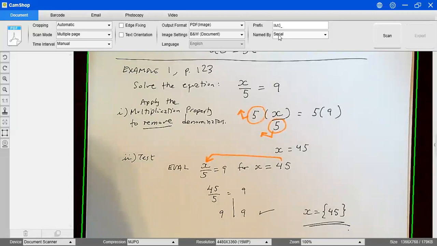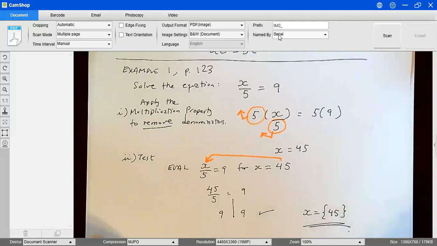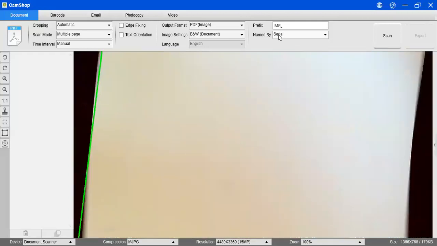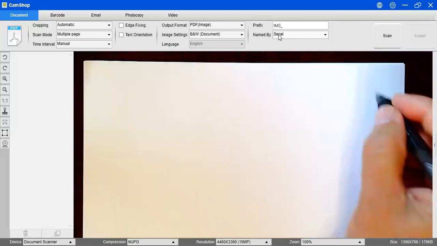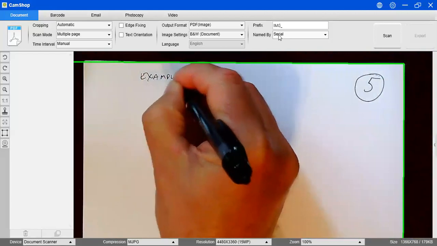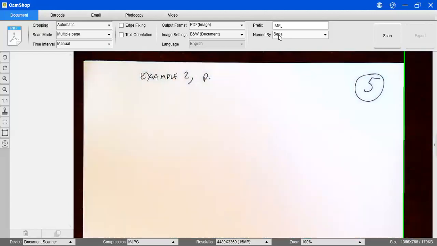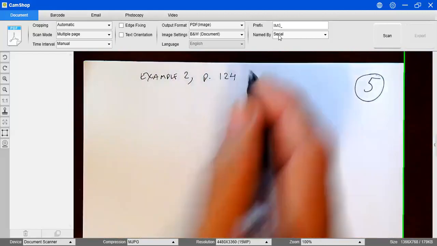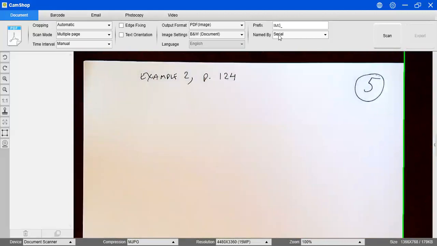So let's work another example. So this is example 2. Let me write this here. So we have example 2. The example is on page 124. We're going to solve.